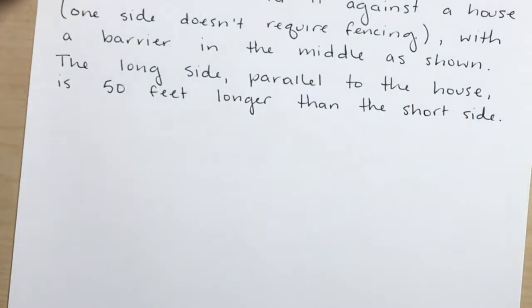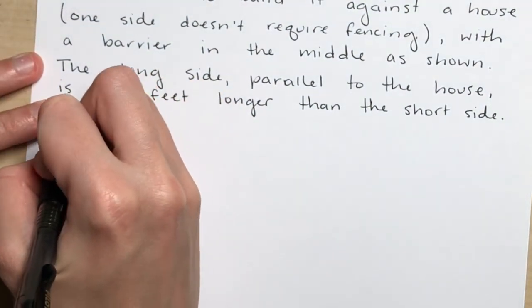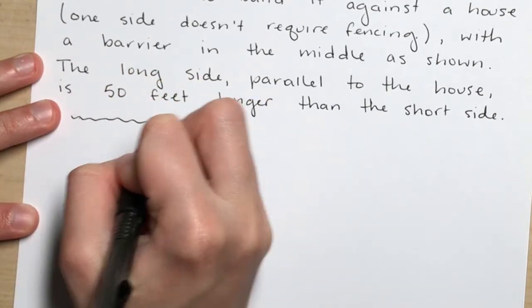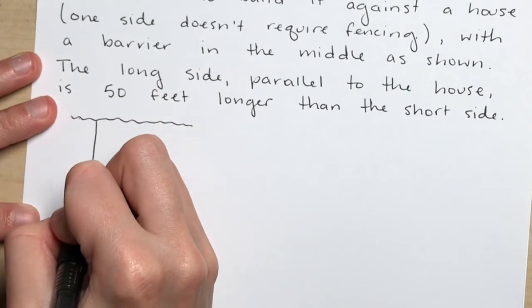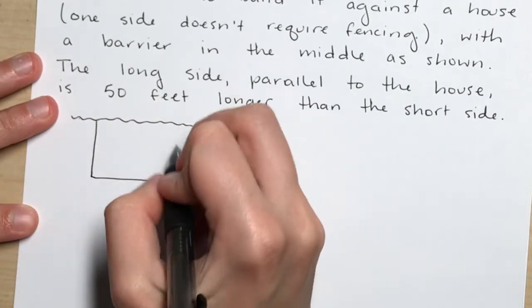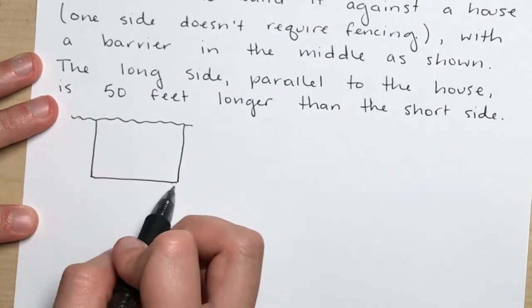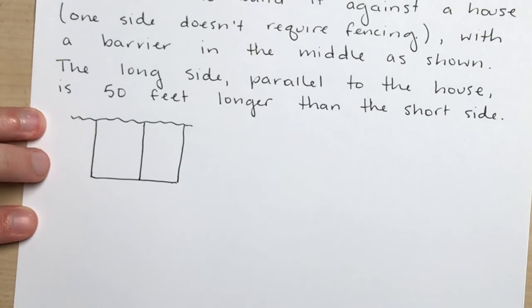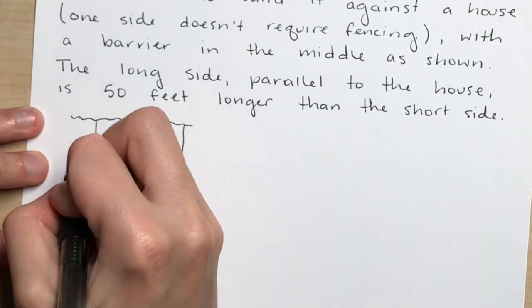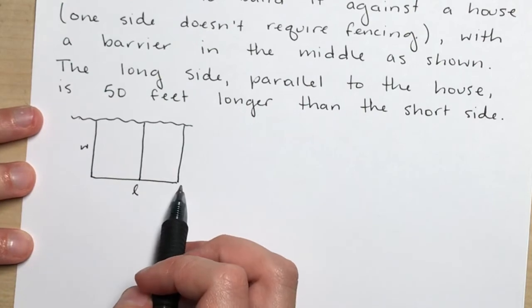So the diagram that we have here, that's our house. I'm going to make it sort of squiggly so we can tell the difference. We've got our longer side being parallel to the house, right? Across from it. And then we have this barrier in the middle. So this is our diagram. We've got W and L. So what other sides can we label?